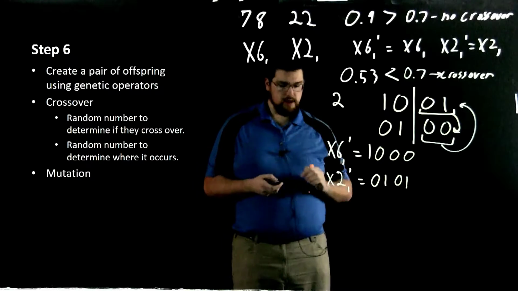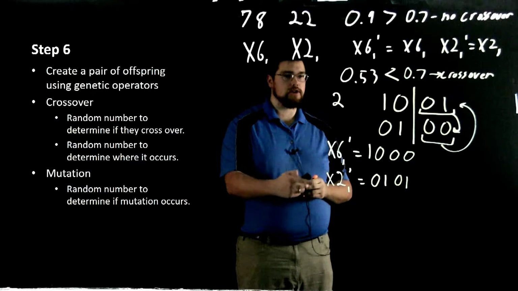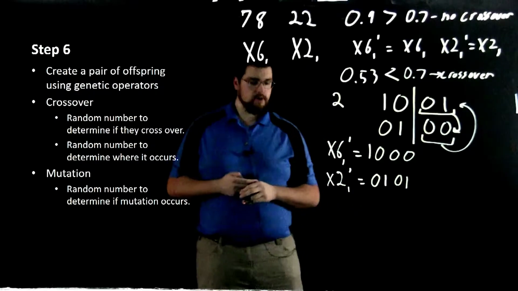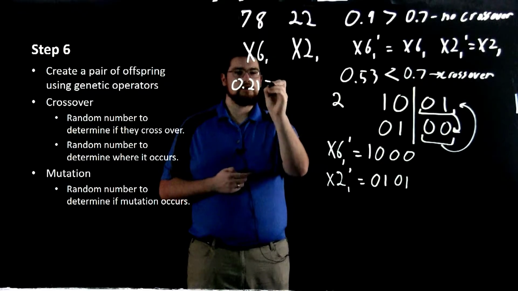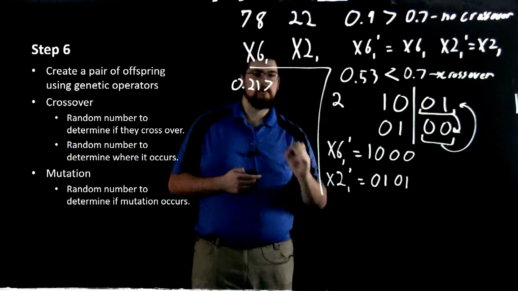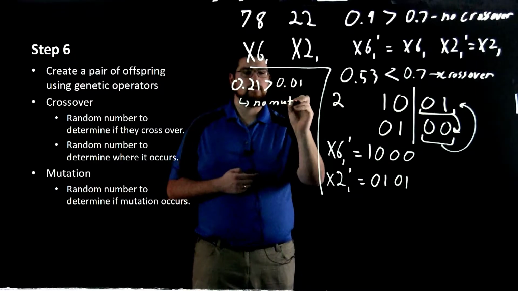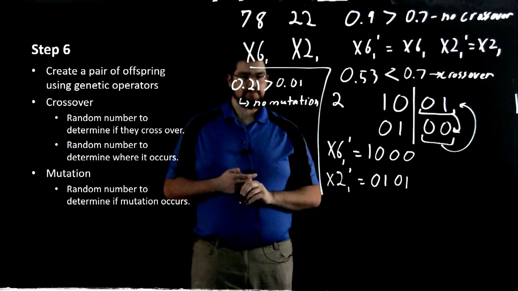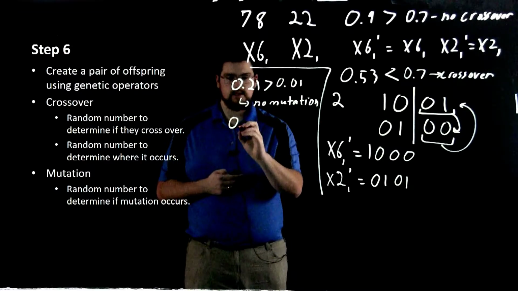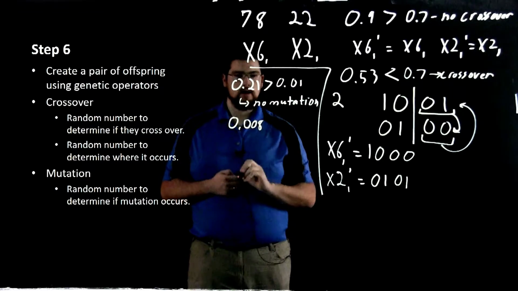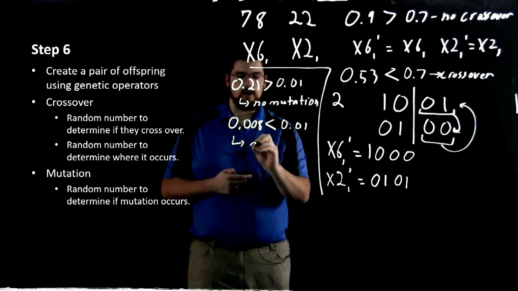Now that crossover is complete, we look at mutation. Again, we select a random number. We do this once for each of our 2 offspring. Say for the first one, we select the random number 0.21. This is greater than our mutation probability of 0.01, so we have no mutation. Now we move on to x2 and we select a new number. Say this time it's 0.008. This value is less than our probability of mutation, so mutation does occur.